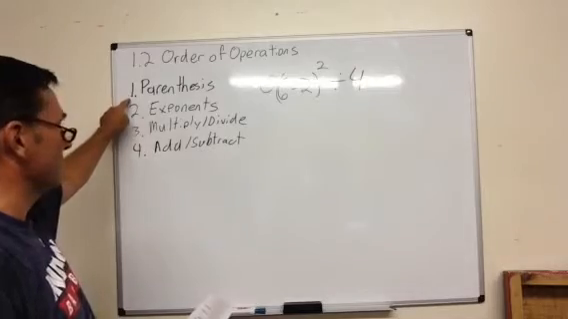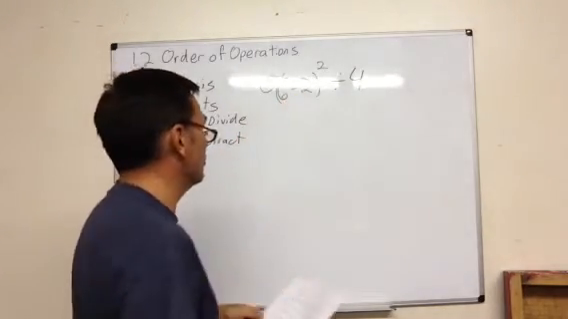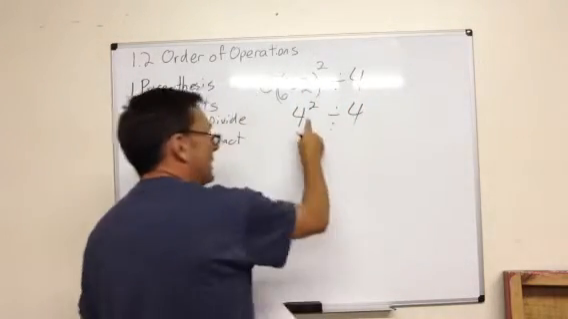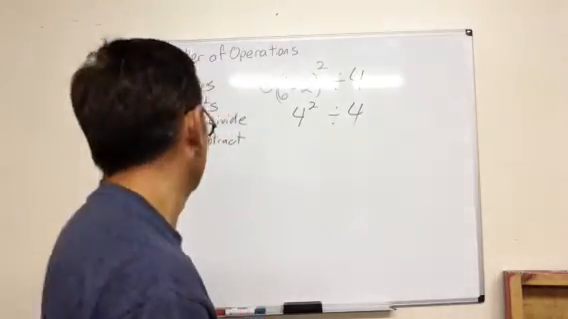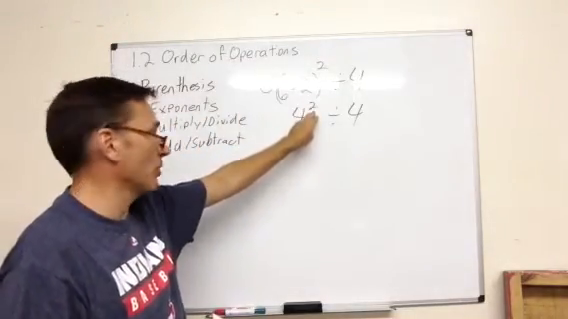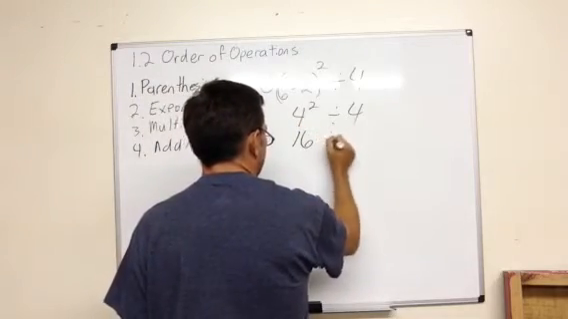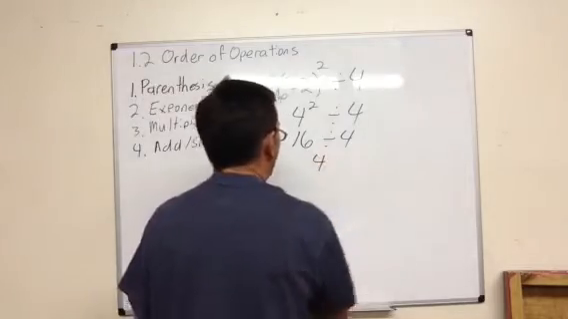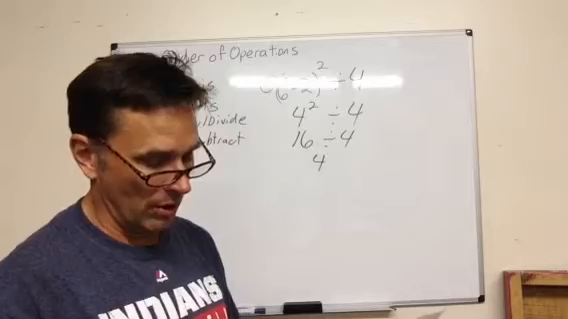Do we have any parentheses? Yes. So let's do what's in parentheses. 6 minus 2 is 4. We now have 4 squared divided by 4. Now, we don't have any more parentheses. Do we have any exponents? Yes. We have 4 to the 2nd power. 4 squared is 16. And our last step, 16 divided by 4 is 4. So the answer for the first one is plain old 4, that whole long mess.